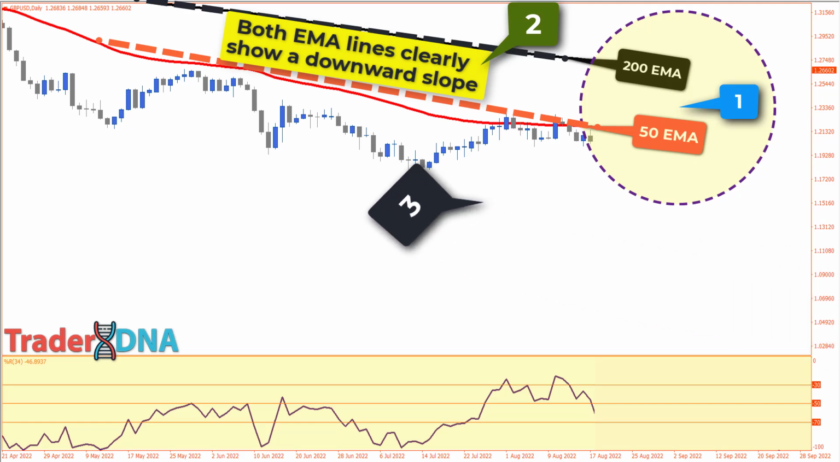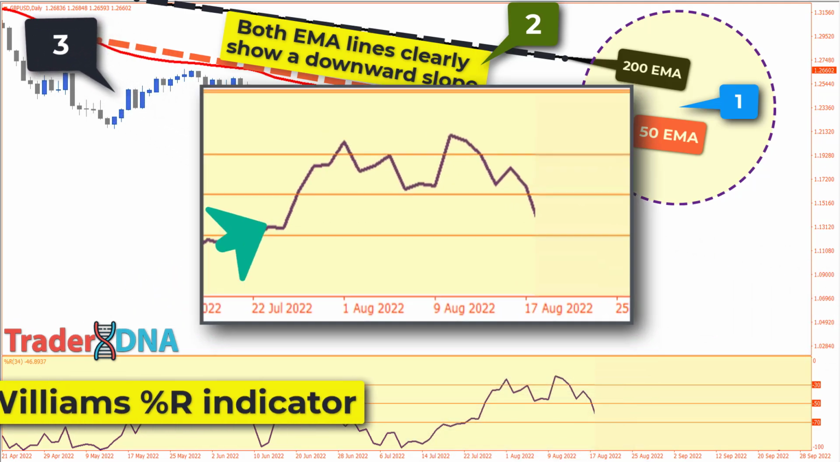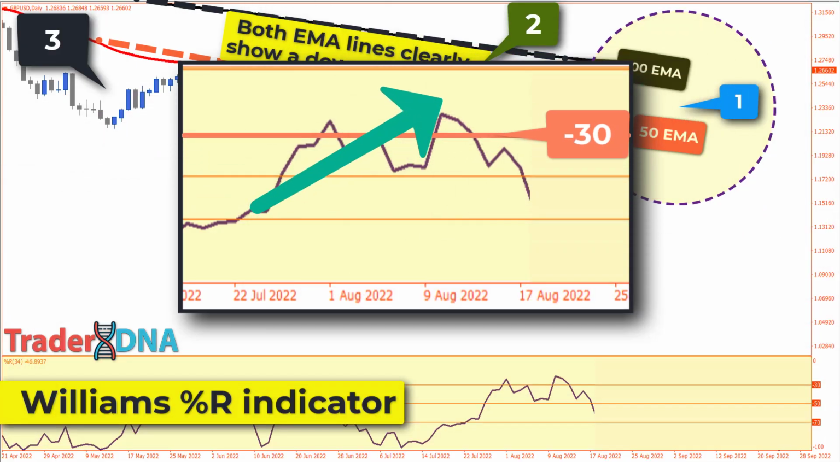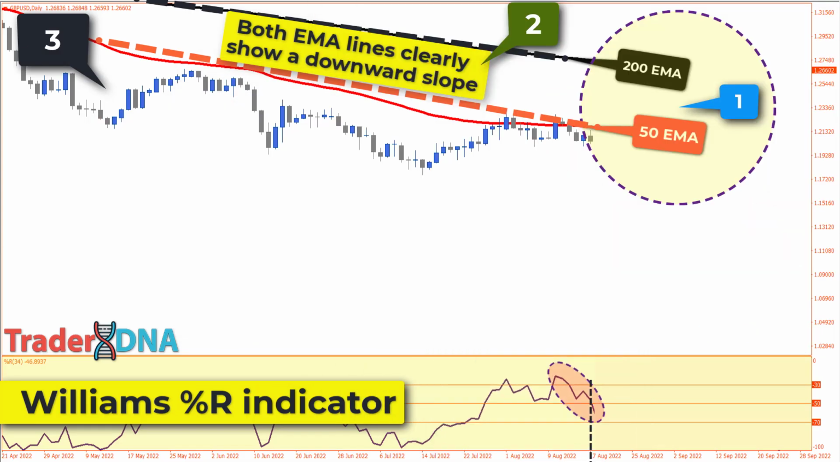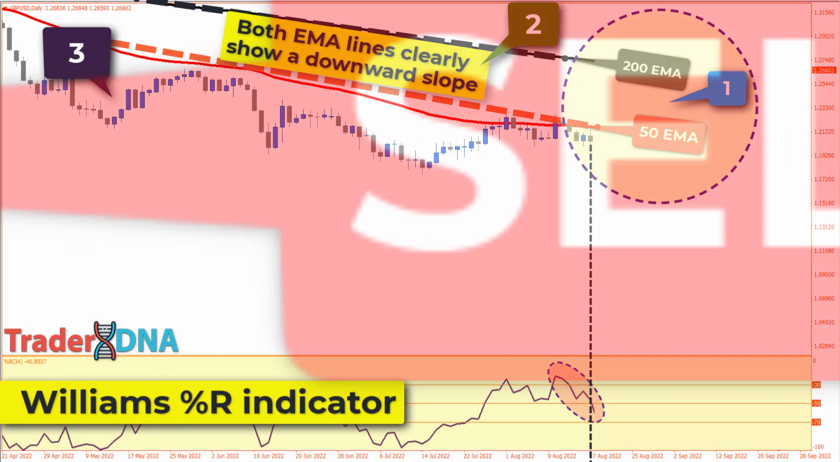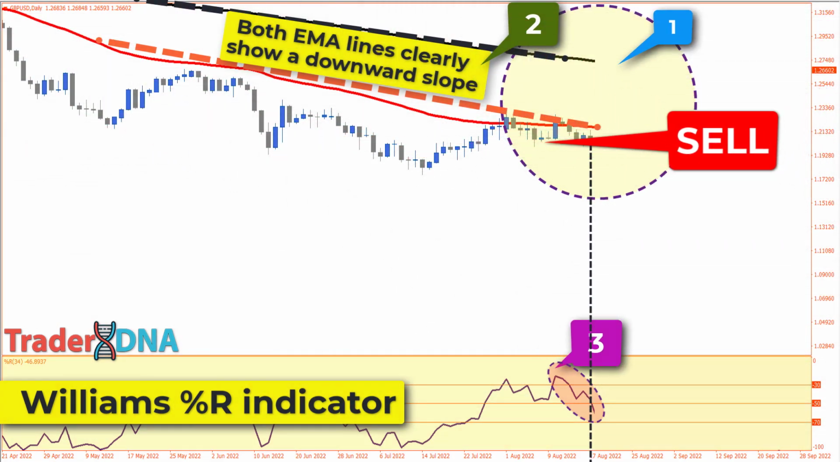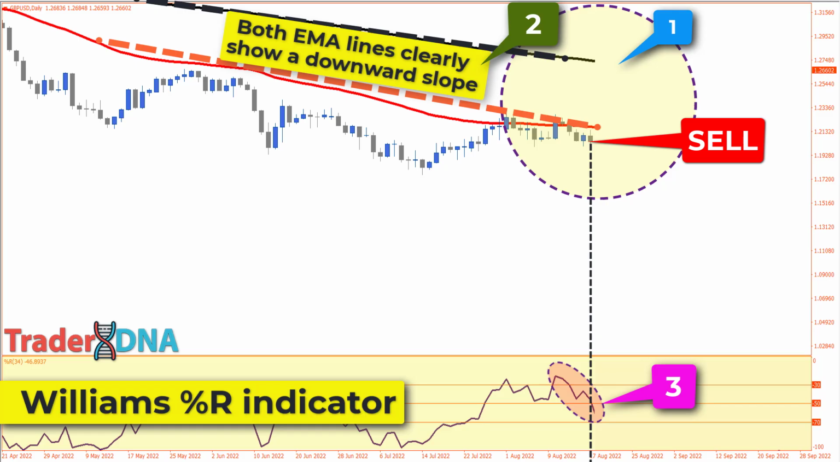Step number 3. Wait for the Williams %R momentum indicator to become overbought, or above -30. Then it retreats below the -50 level before initiating a sell order. We'll utilize the Williams %R momentum indicator intelligently. In a downtrend, we sell once the indicator indicates overbought conditions, or climbs above -30, and then retreats back below the -50 level. At this point, we receive confirmation from both the price action and the Williams %R momentum indicator. Genuine momentum supports the trend, increasing the likelihood of further downward movement in prices.